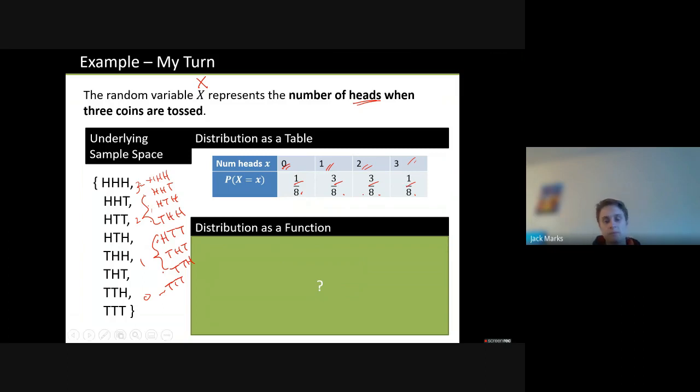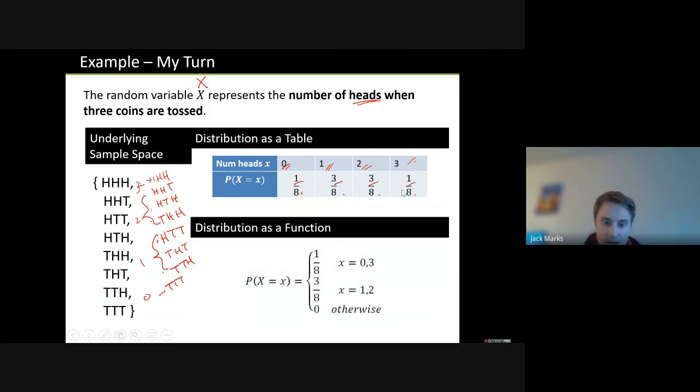Okay, but we can represent this as a function as well. This doesn't just have to be a table. We can represent this as a function, and this might be quite useful for reasons that we'll talk about a little bit later. So the probability that the outcome is the thing that I'm measuring is 1/8 when X is 0 or 3. Well, look, when it's 0 or 3, you get those outcomes. The probability is 3/8 when X is 1 or 2. Well, that's those ones there. It's 0 otherwise. This is important.